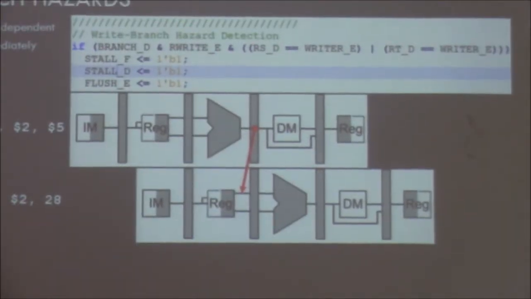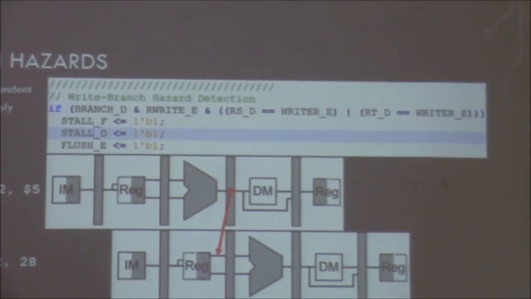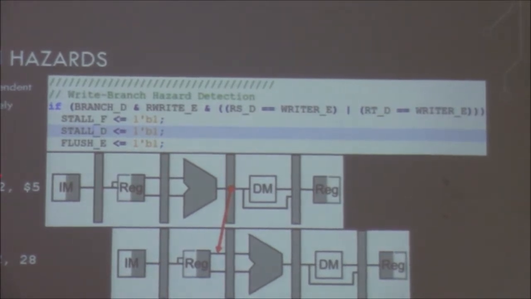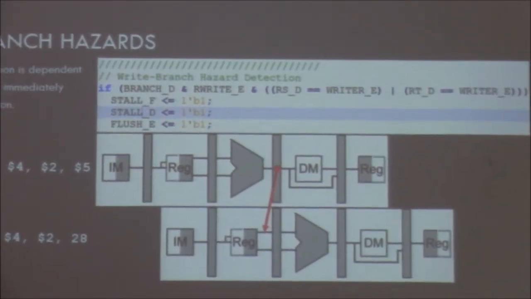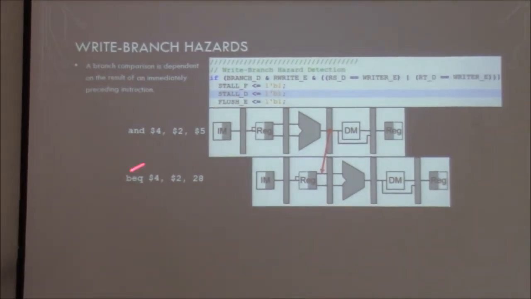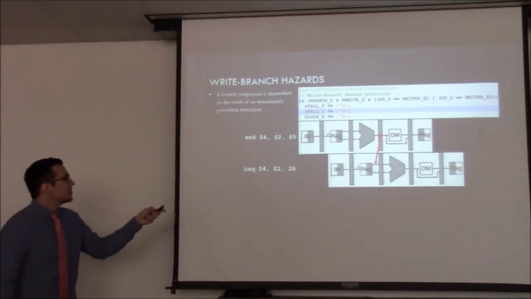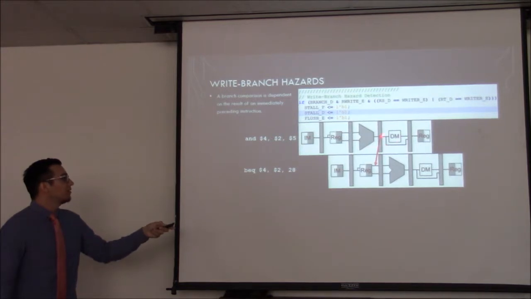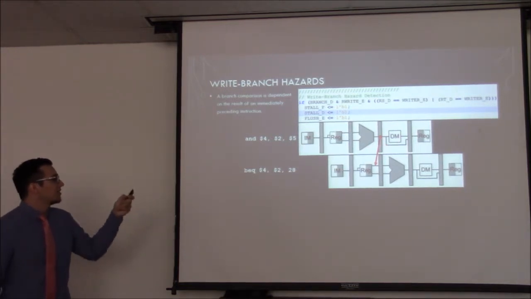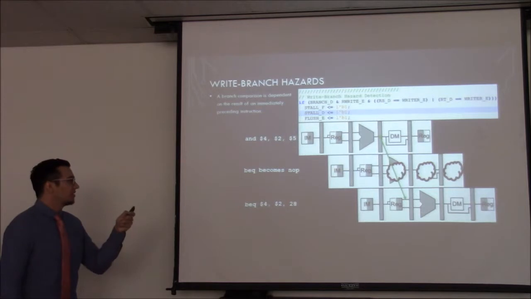Next, we have the write branch hazard. Again, that's when a branch comparison is dependent on the result of an immediately preceding instruction. And here we can see an example of that. We have an AND instruction with the result stored in register 4. After that, we have a branch that uses register 4 as one of its source registers. We can see that the branch needs register 4 in clock 3. However, the result of the AND is not ready until clock 4. Therefore, the hazard unit will insert a stall into the pipeline so that the forwarding unit can correctly forward the data to the branch on the next clock.